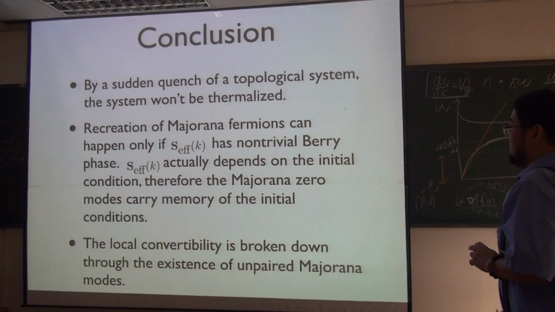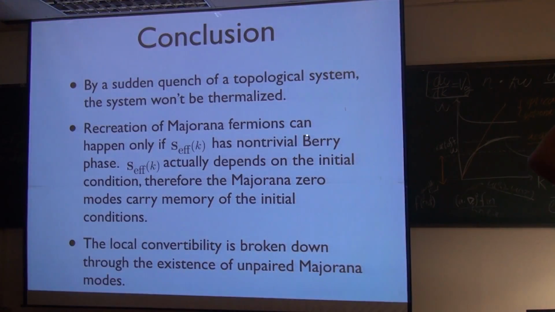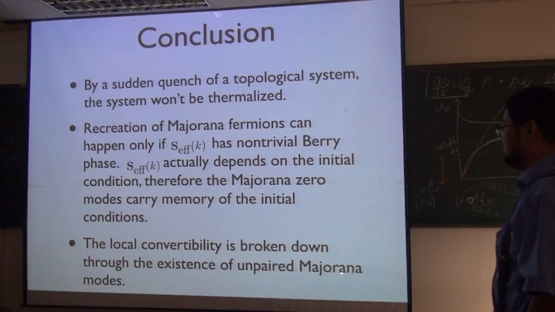The first one is that in a quantum quench of a topological system, the recreation of Majorana fermions can happen as effective, non-trivial variables. These effective variables actually depend on the initial condition and have memory effects. So the local convertibility is broken down through the existence of unpaired Majorana fermions.